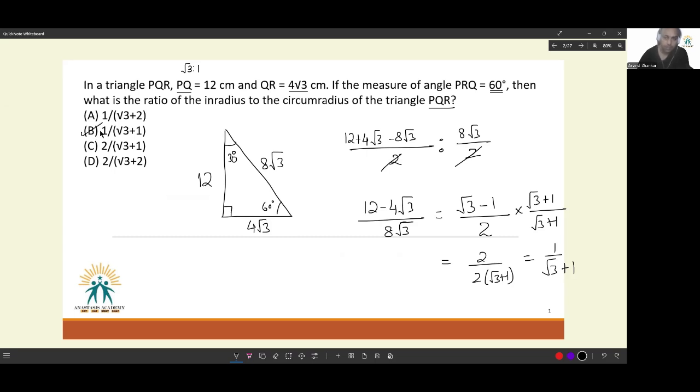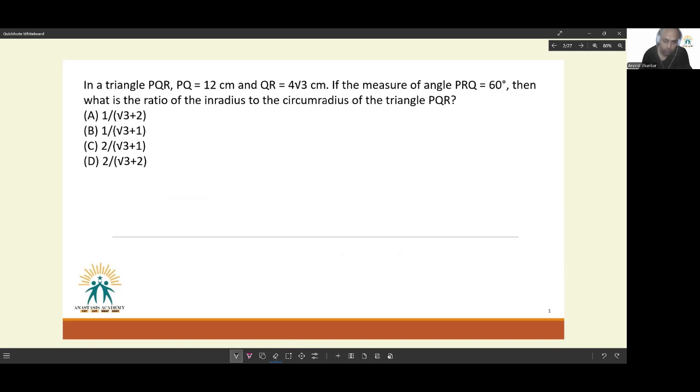We can mark option B, but all of this hinges on us being able to identify it is a right angle triangle. Now, somebody who is unable to identify this is a right angle triangle, how would you go about solving this? We can also do that.